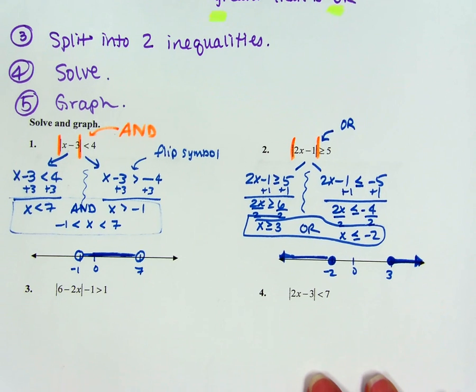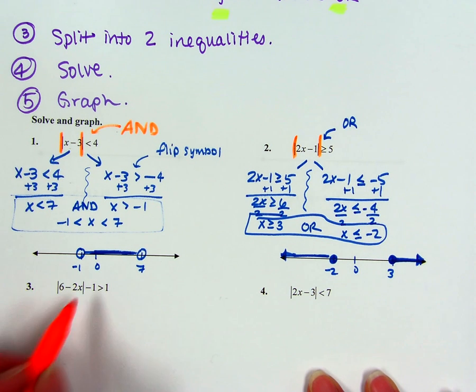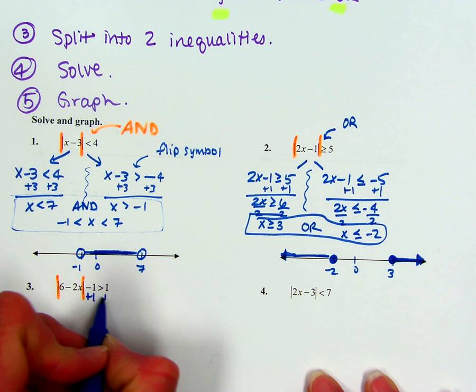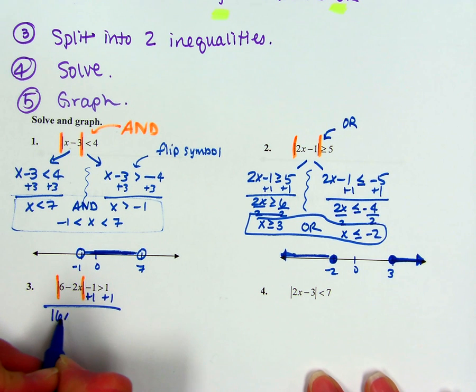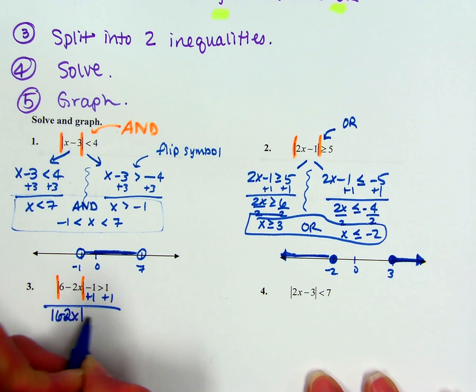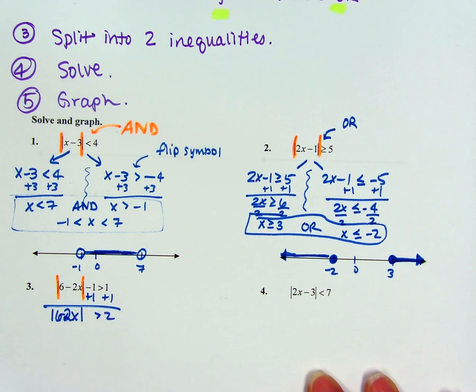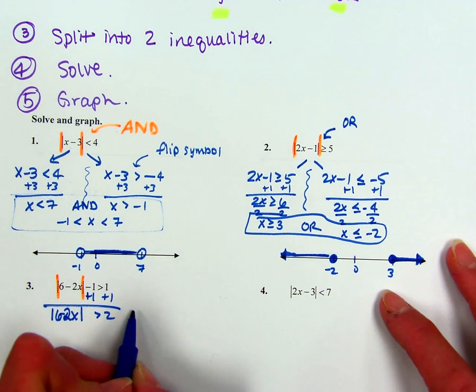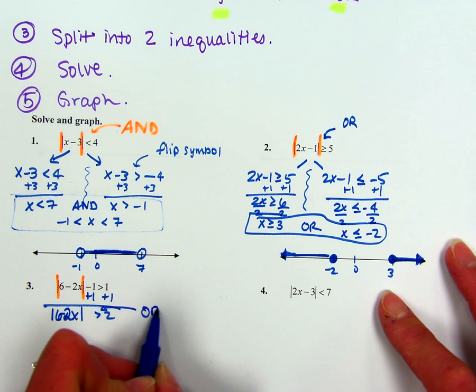All right, problem number 3, I do need to isolate because this absolute value is not the only thing on the left side. So I'm going to add 1. Absolute value of 6 minus 2x is greater than 2. All right, now I'm going to look at lago. So this tells me it's greater than, which is an or.